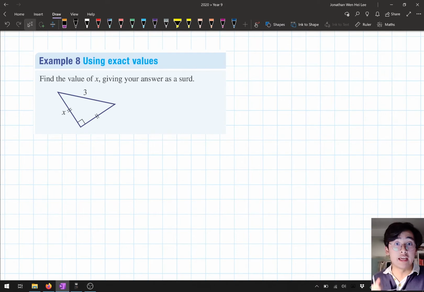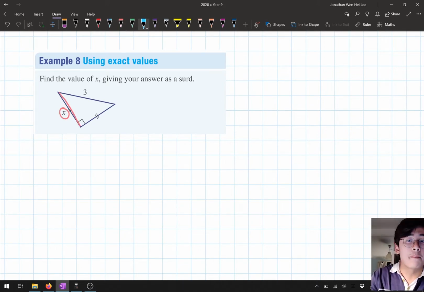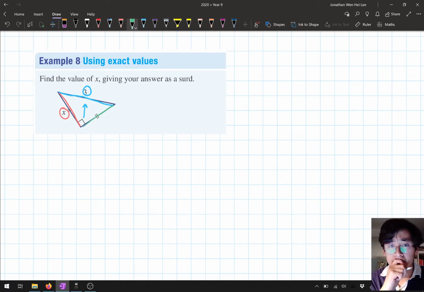Now in this question, if you have a look at my diagram, I'm only given the length of two sides. I've got my side x over here, and my hypotenuse, which is the length directly opposite my right angle, is 3. So I have that length over here. But I don't have the length of this other side over here. Is there anything in the diagram which can help me figure out what that length is?